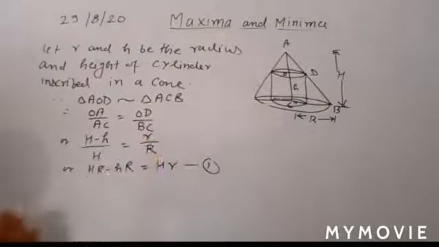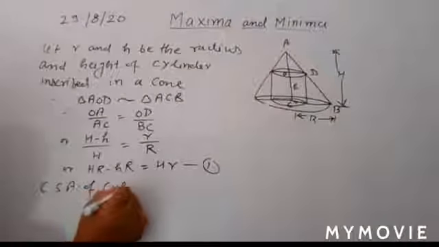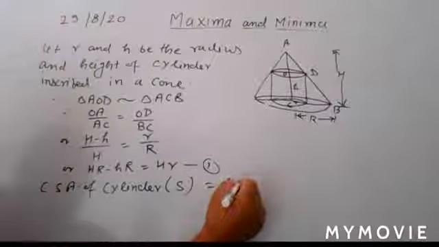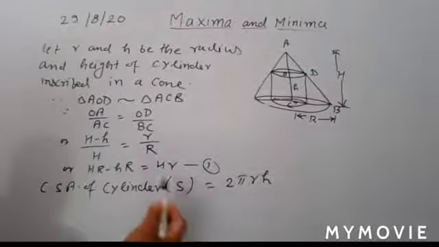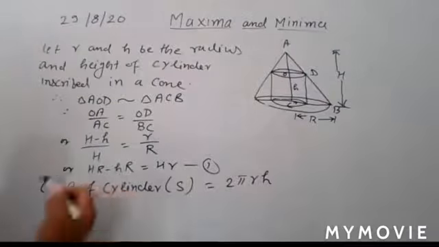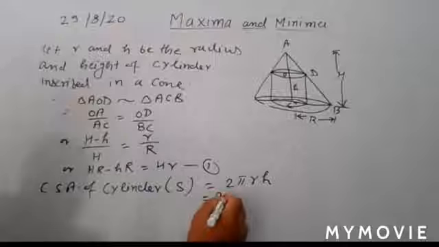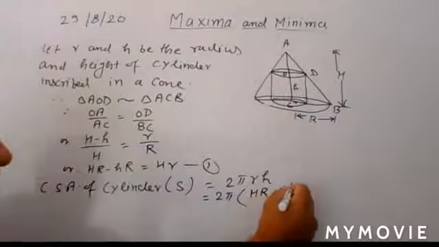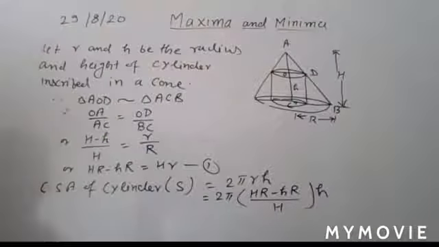Now here you find the curved surface area of cylinder. So write CSA of cylinder. Suppose that be taken as S and is equal to 2 pi r h. Understand? Now here you eliminate any one. Either you eliminate small r or you eliminate small h. So as you wish. So here I eliminate small r. So that is equal to 2 pi into h capital R minus h r whole divided by capital H into h. You write in this way.